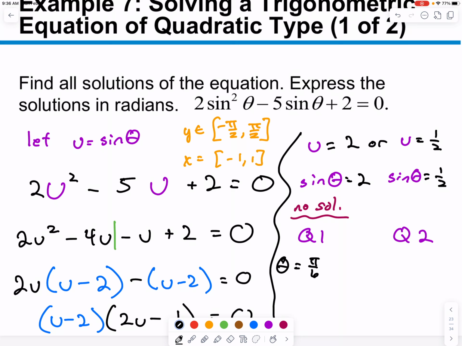Pi over 6, and it repeats every 360 degrees, so plus 2n pi radians. And then the quadrant 2 solution, we're going to say 180 minus pi over 6, or in other words, pi minus pi over 6, and then tack on plus 2n pi radians. So 6 over 6 minus 1 over 6 gives us 5 pi over 6 plus 2n pi radians.